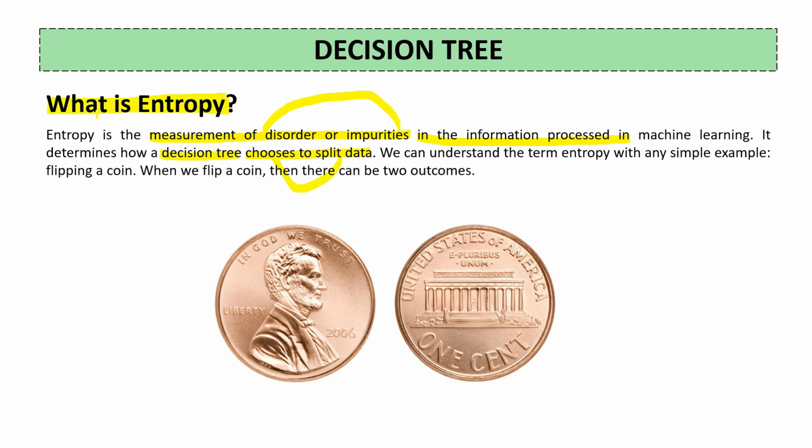So let's take one example by flipping one coin. If I flip one coin, we have two outcomes: one is called head, and one is nothing but tail. That's when you have the 50-50 chances. One is purity and another one is called impurity. You can also check this one.